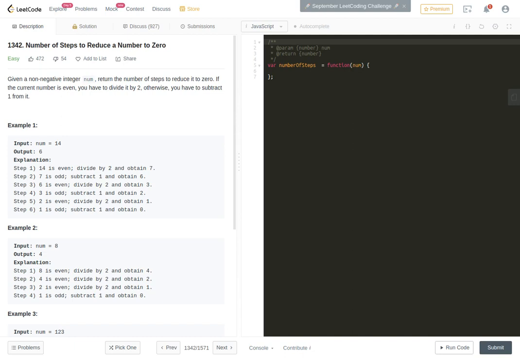Today we're doing Leetcode problem 1342. Number of steps to reduce a number to 0.